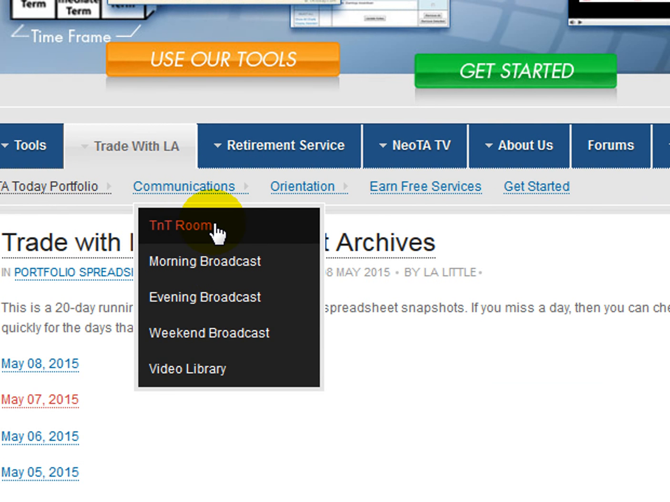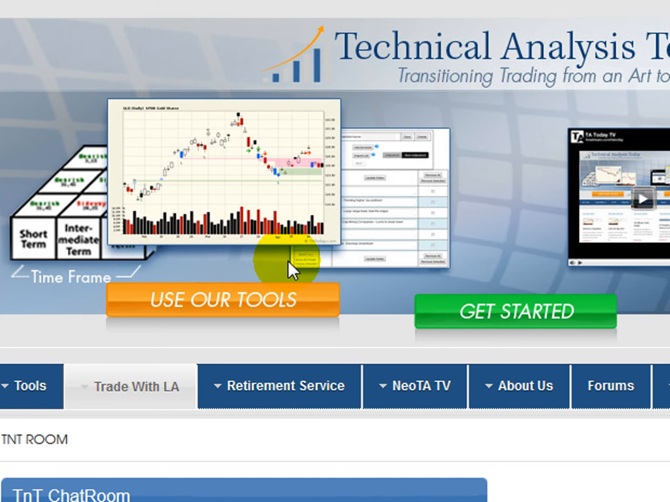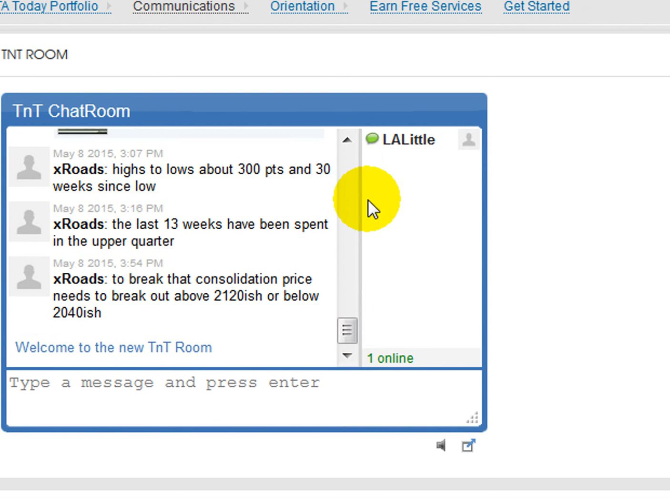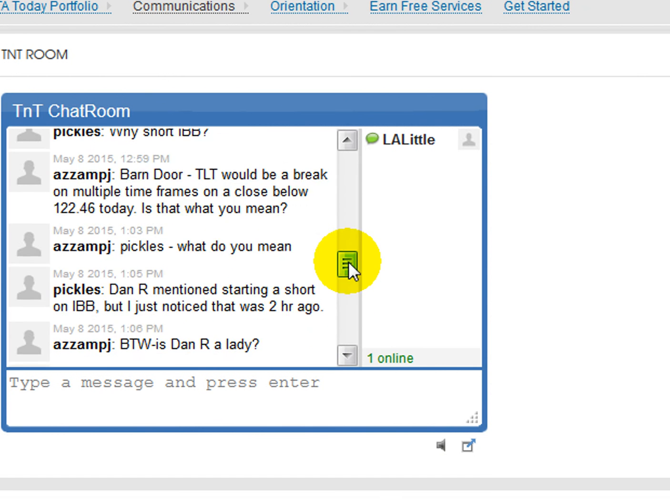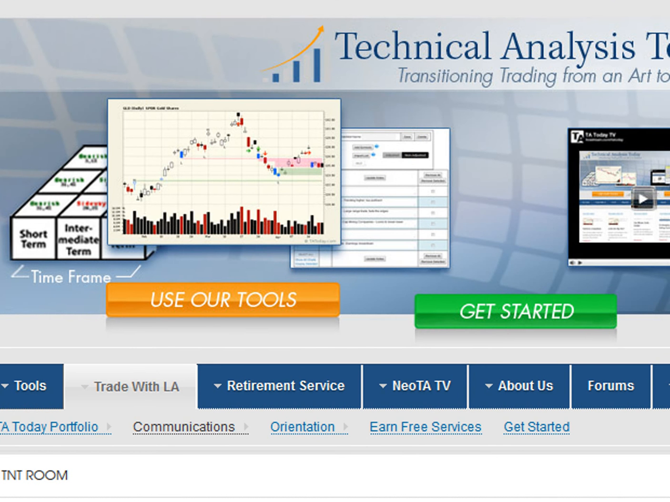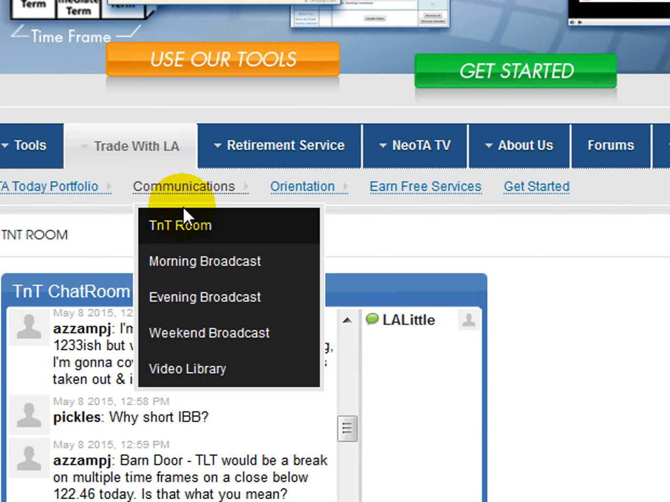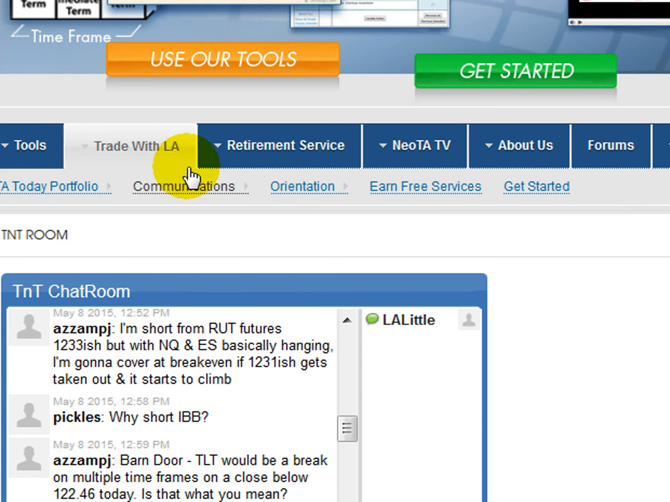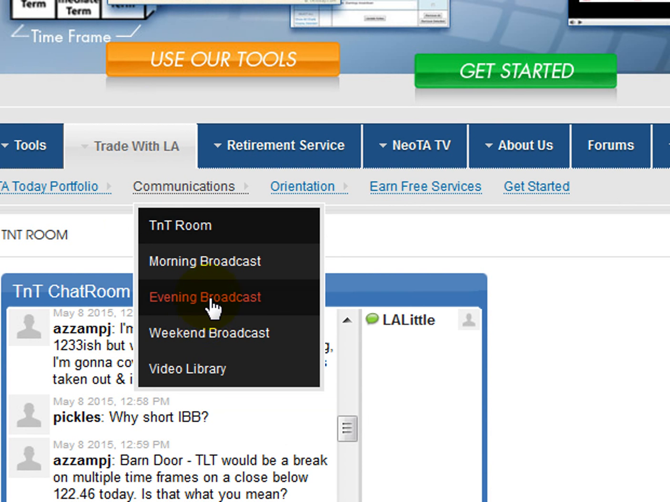On the communication side, there's something we call the TNT room. In here, it's a chat room. There's a bunch of members in here during the day. All the chatting that takes place that day is located here. You can actually see that. I throw out trades there that I see during the day that I'm making. A lot of them are just day trades, or a couple day trades. And other members do the same thing. And I also answer questions and highlight things that I'm seeing.